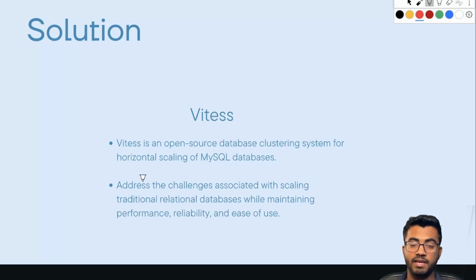Vitess was very instrumental in addressing the challenges associated with scaling traditional relational databases. It was made by Google. It was made by YouTube actually, and it was open sourced by Google later.